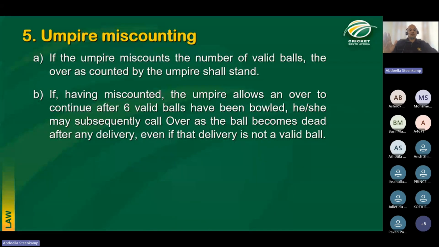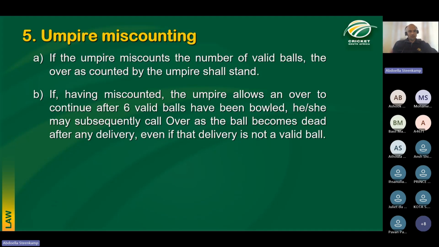The umpire got to 6 valid balls, and they've now miscounted. They now allowed a 7th ball to be bowled. So now the bowler bowls a 7th ball, and on the 7th ball, the bowler oversteps. Let's say front foot no ball. The umpire calls and signals no ball for the bowler overstepping the popping crease. So now, let's say the batter hits 4 runs off that particular ball.